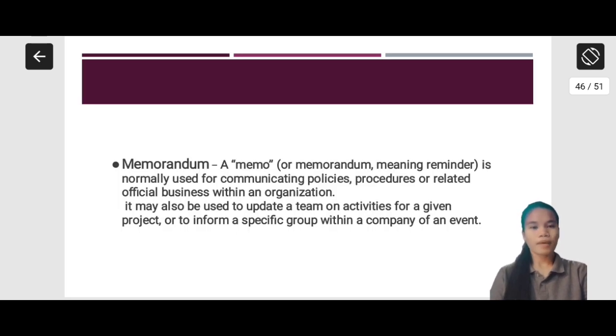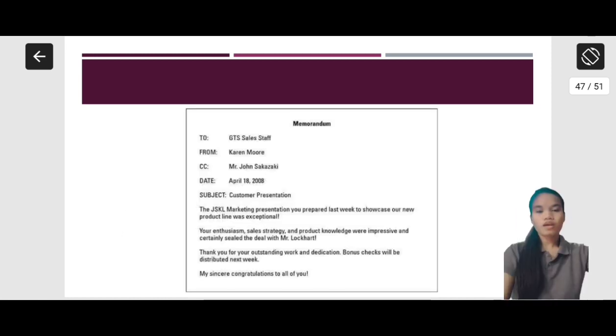Memorandum, or shortly known as memo. It refers to a short message that is used for internal communication in a business communication. The purpose of a memo is often to inform. A memo uses to, from, date, and subject. As you can see, this is an example of a memorandum.